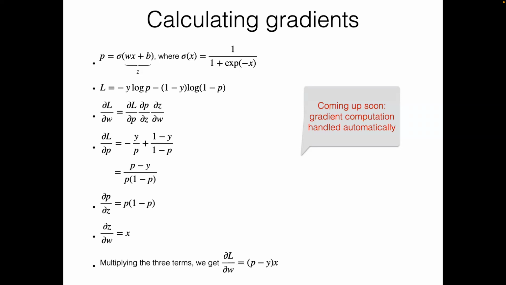So now we have some direction that we can move our parameters in, and it'll be what's shown here: P minus Y times X. And this one actually turns out to have a pretty intuitive interpretation. But let me make sure I get through everything.